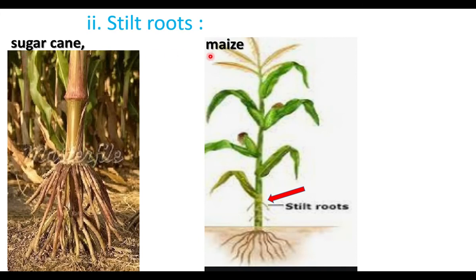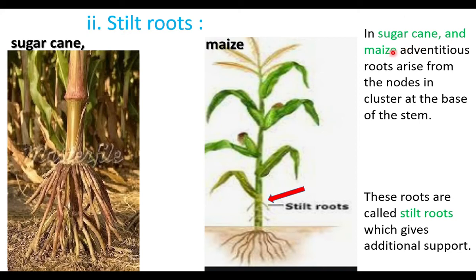In sugarcane and maize, the roots are called stilt roots. Here the roots arise from the nodes above the ground. In sugarcane also, these roots are called stilt roots. Stilt roots also give mechanical support. That means support against wind action.